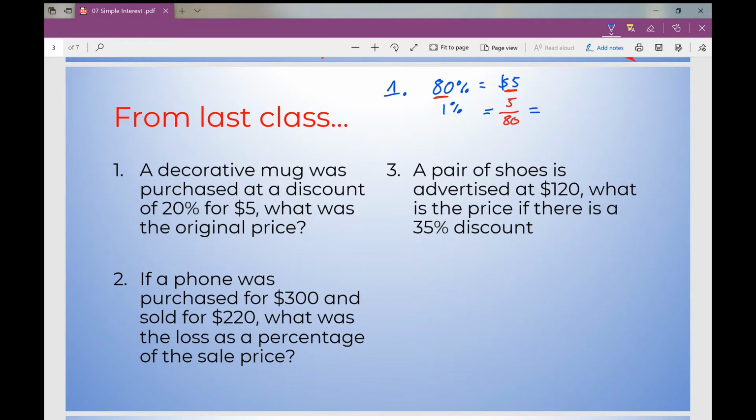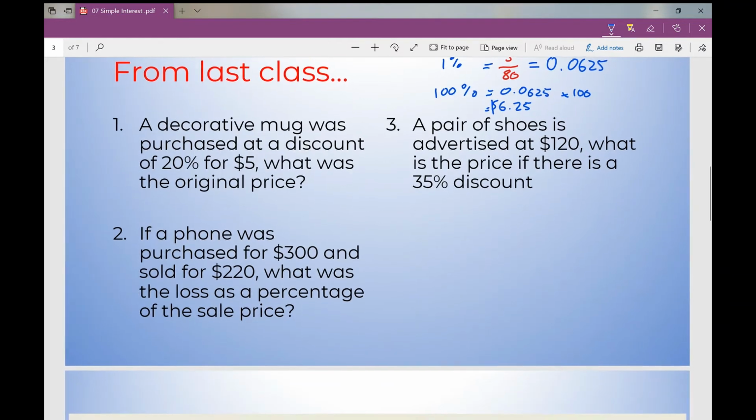Sorry, I don't have my calculator ready. And we get 0.0625. Okay, that's 1% of the cost of this mug. And then to find 100% of the cost, we take 1% and we times it by 100. And we get $6.25 as the original price of the mug.